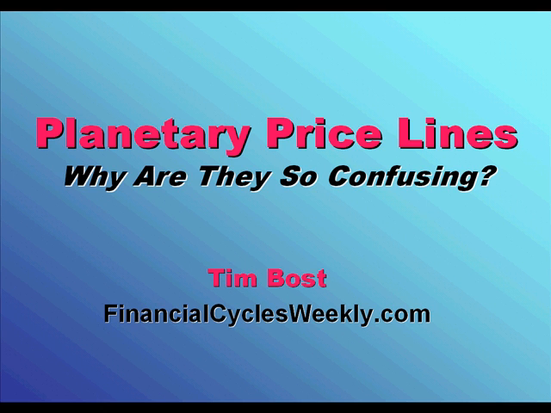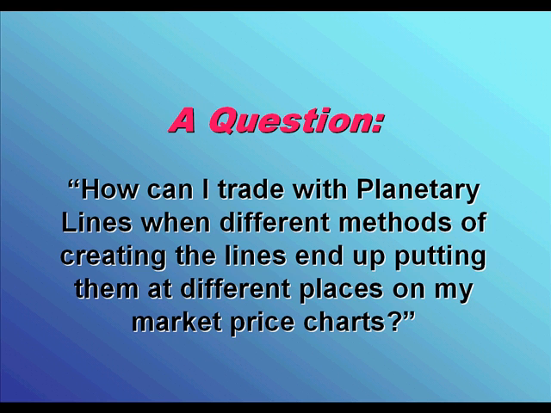I've been getting a lot of questions lately about the use of planetary price lines, and there's obviously a lot of confusion around the proper way to construct the lines and how best to use them for effective astro trading. So we wanted to address this core question: how can I actually trade with planetary price lines if I keep getting different results when I use different software, or I try to put them up in different ways, and they hit price charts at different increments? How can we actually trust that this is something accurate that we can use in effective trading?